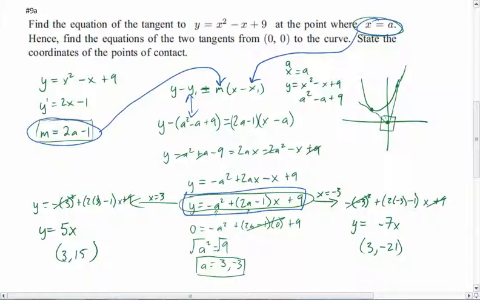And then we were able to find the intersection points as well, which is 3, 15 and negative 3, negative 21. So, negative 3, positive 21 then. Good thing we caught that. So, anyway, there you go. There are your answers, and I hope that's helpful.